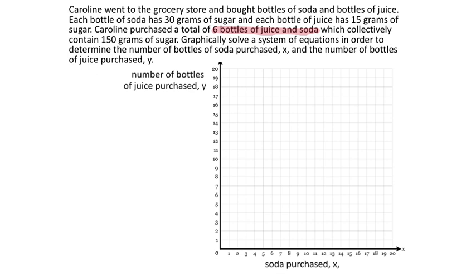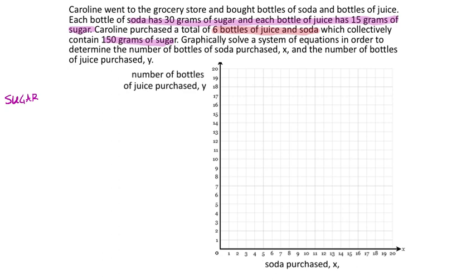But then in addition to that, we should have another equation that's based off of grams of sugar, because the soda has 30 grams of sugar and the bottles of juice have 15 grams of sugar. So I'm going to write 2 equations, one in purple, which is based off of the grams of sugar, and then the second one is going to be my red one, which is based off the number of bottles purchased.